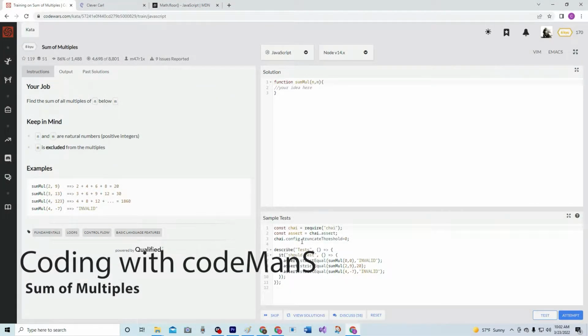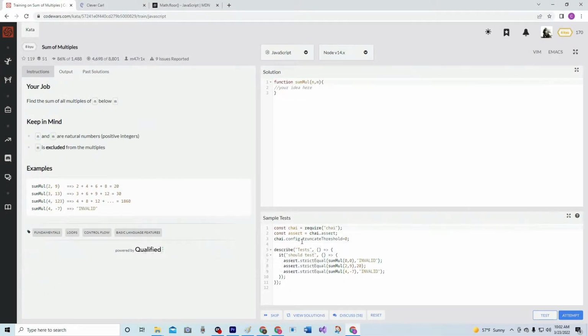All right, what we're gonna do today is find this eight Q sum of multiples by matrix. 86% liked it, and what we're gonna do is find the sum of all multiples of n below m. We're gonna keep in mind that n and m are natural numbers, both positive integers. M is excluded from the multiples, all right?